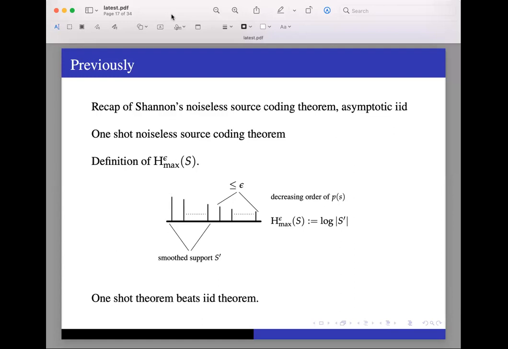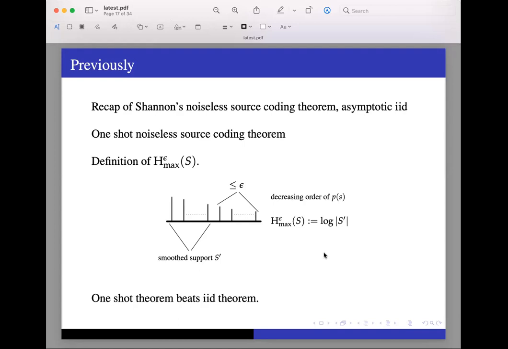So previously we recapitulated Shannon's noiseless source coding theorem, the asymptotic IID version. So we saw the traditional proof, and then we proved our one-shot noiseless source coding theorem. If you look at the slides that I posted, I updated them slightly. In the one-shot case, you can give the exact answer. It is the ceiling of H max epsilon of S. I said it's between H max epsilon and H max epsilon plus 1, but more honestly speaking, it is exactly the ceiling. You can look at the updated slides where this correction has been made, and some more reasoning has been given to explain why this is the case.